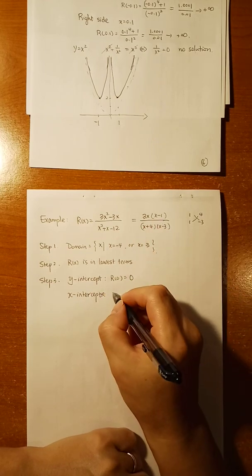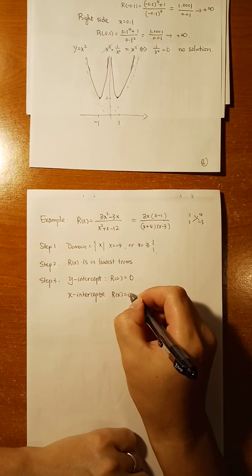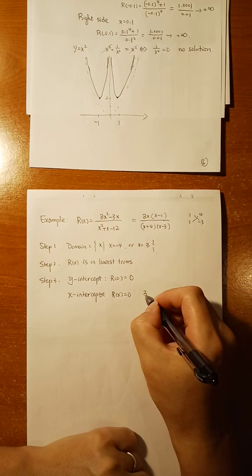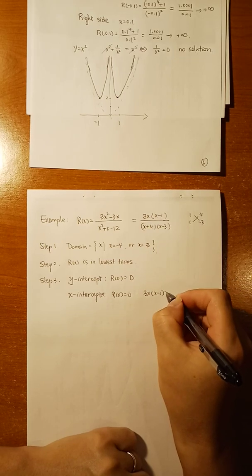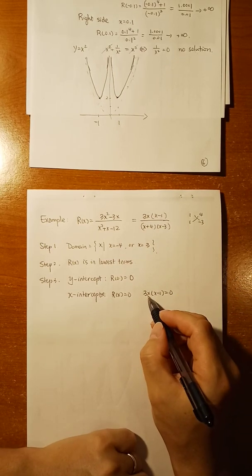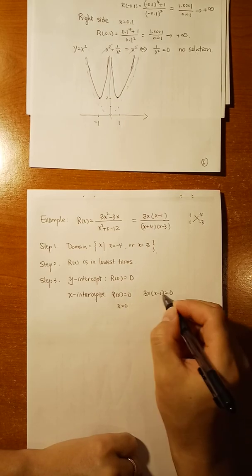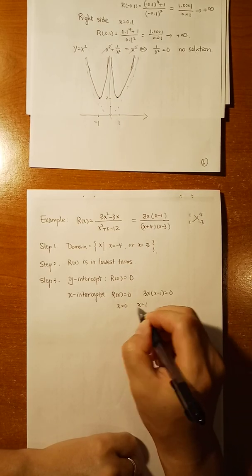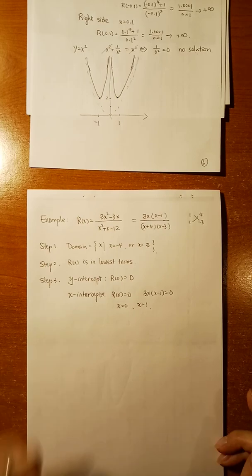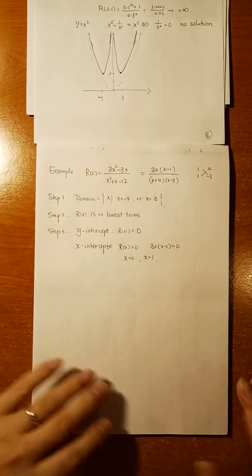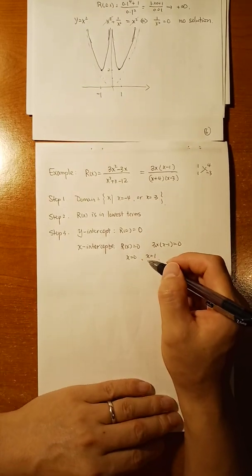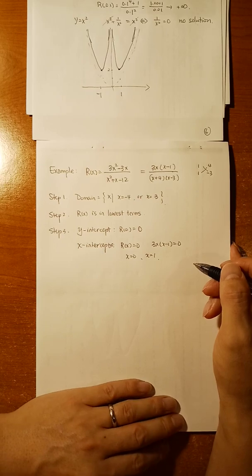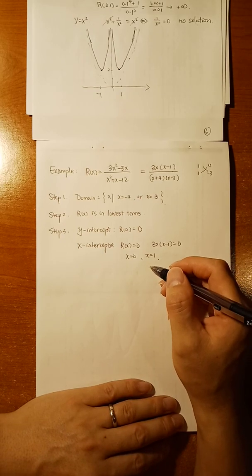For the x-intercept, you let r of x equal to 0. The numerator is 0. So you get 3x equal to 0, x is 0, or x minus 1 equal to 0, x is 1. So there are two x-intercepts. When you have two x-intercepts, you are going to do the behavior near intercepts twice.